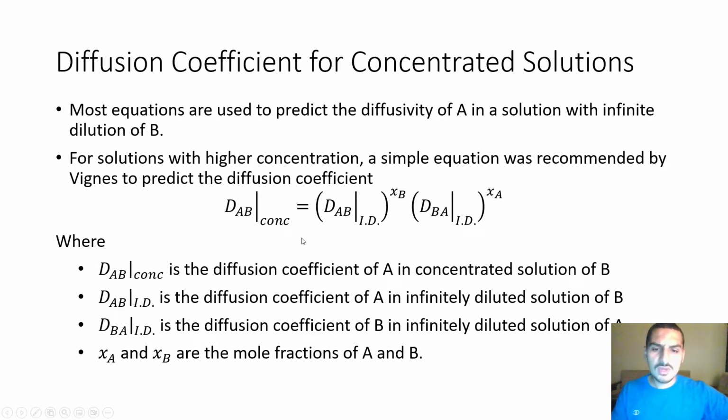So here we need to get the diffusion coefficient of A in B and the diffusion coefficient of B in A at infinite dilution, and we need to know the XB and XA, which are the mole fractions of A and B in the solution. So if we know these, then we can use this equation simply without any problems. It's going to be a simple and straightforward substitution in the equation.